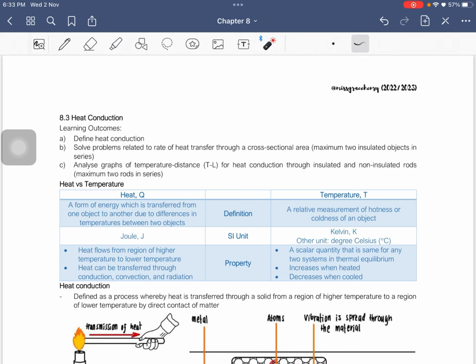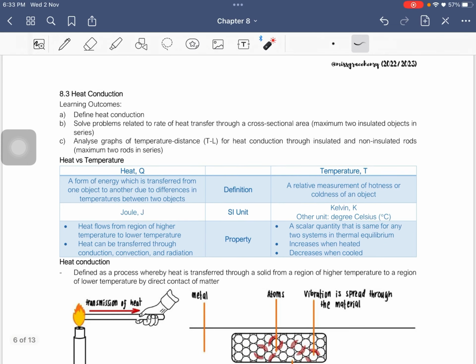So we always talk about heat and temperature, but realistically, we actually think they are both the same thing, because I would say when I was a student, I would say they are actually the same thing. But when you start to learn physics, there's actually a difference between these two terms, okay?